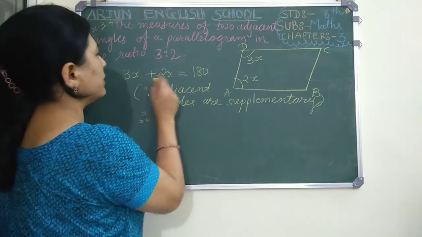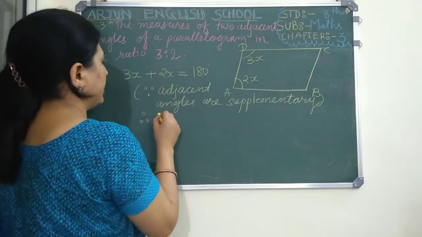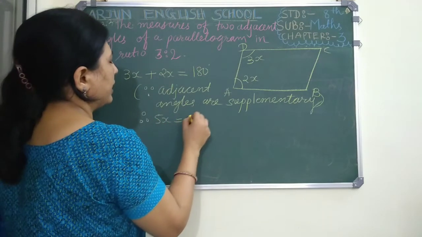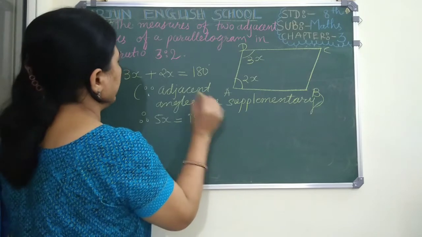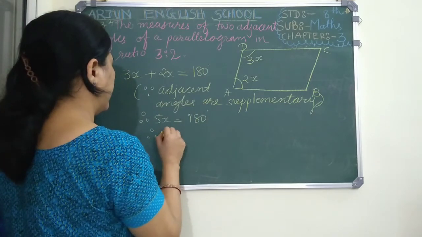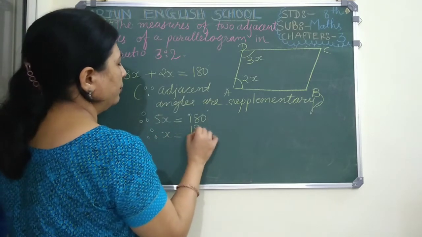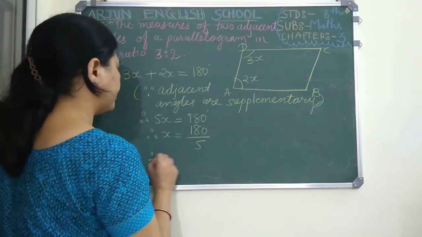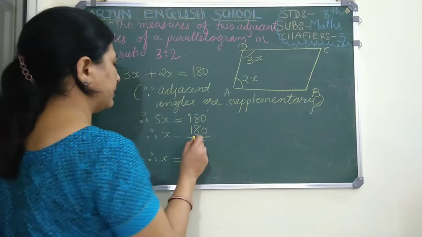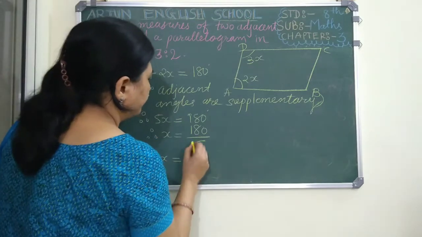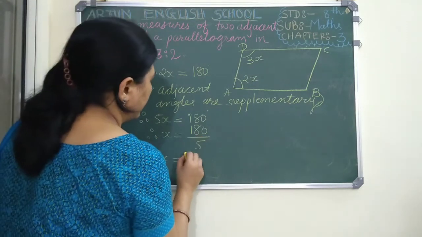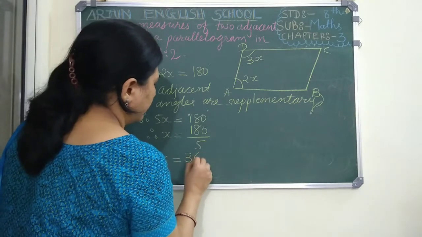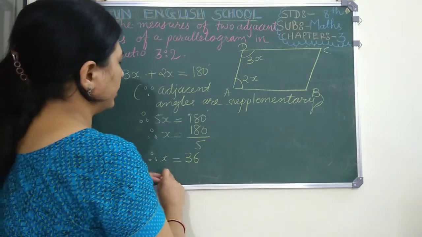Therefore, now let us solve it. 3 plus 2 is 5x. 5x is equal to 180. Therefore, x is equal to 180 divided by 5. Therefore, x is equal to, let us divide it, 36. So, x is equal to 36.